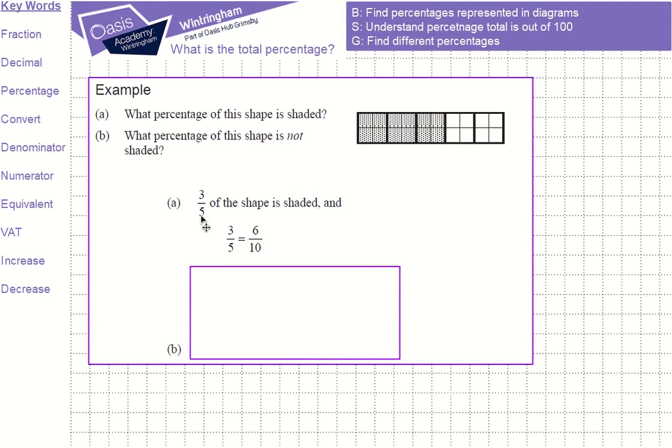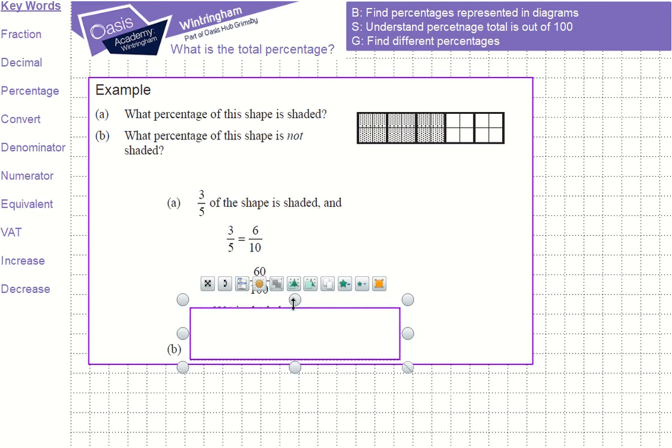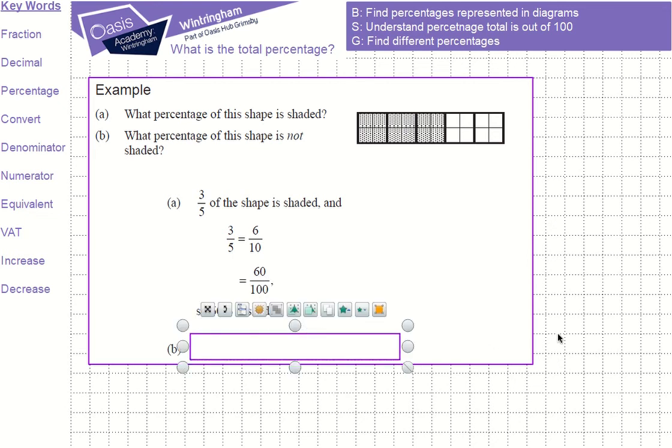We can convert that 3/5 into 6/10, and then we can convert it into a fraction over 100, which will be 60/100. The reason why we want a fraction over 100 is because percentages are out of 100. Now that we have our fraction over 100, we can say that 60% is shaded.